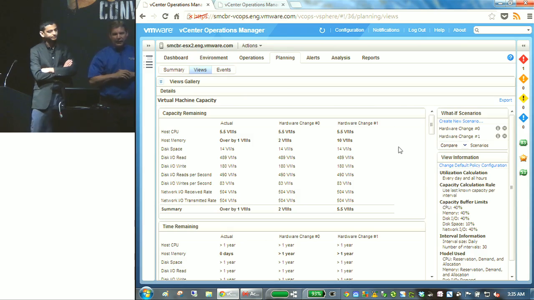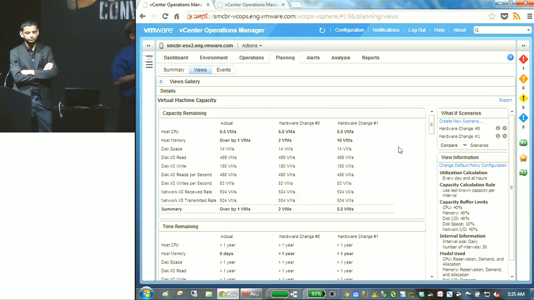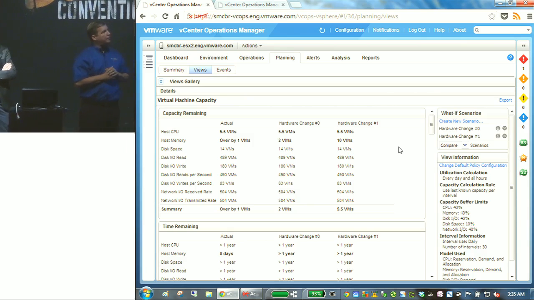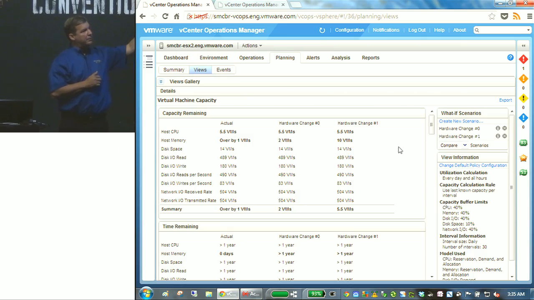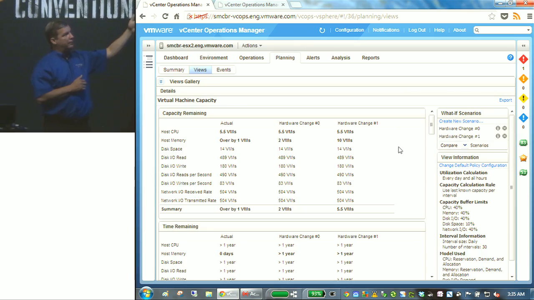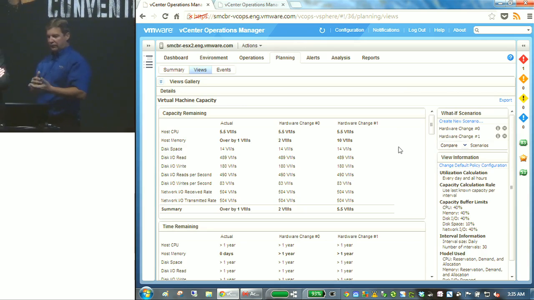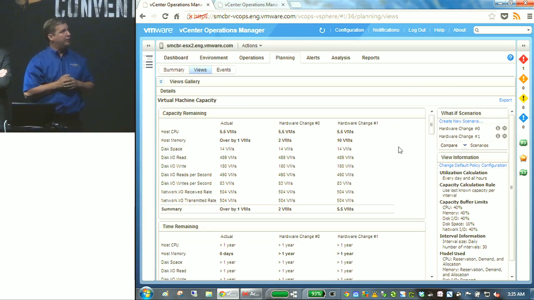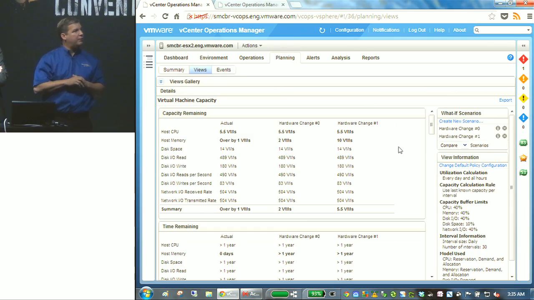Okay, so if I didn't like 2 VMs as an answer, I can actually put another what-if and say, what happens if, instead of 64 gig, I change it to 128, and it'll tell me the answer. It's all on the fly. So you can do up to 5 of these what-ifs for your planning.